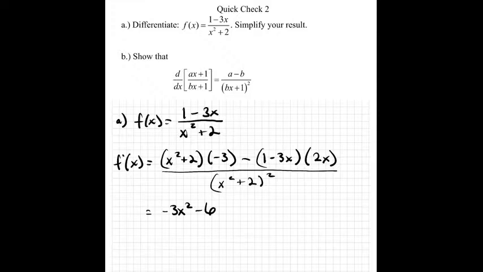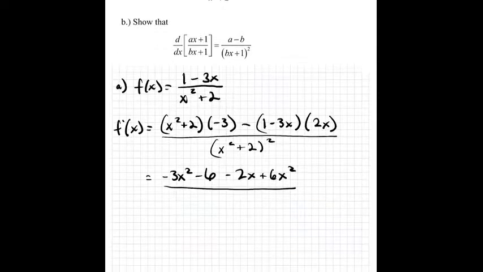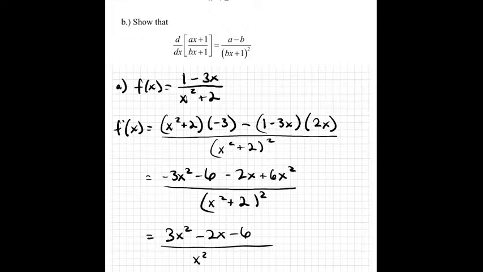Let me do it this way to keep track of my negatives. Here, let's just distribute a negative 2. We just got to be aware that we're distributing a negative 2x. So that's going to be negative 2x for the first term plus 6x squared for the second one. And then the bottom just comes down. And then let me see my time. I got right at 10 minutes. Negative 3 plus 6 is going to be 3x squared minus 2x minus 6 over x squared plus 2 squared.